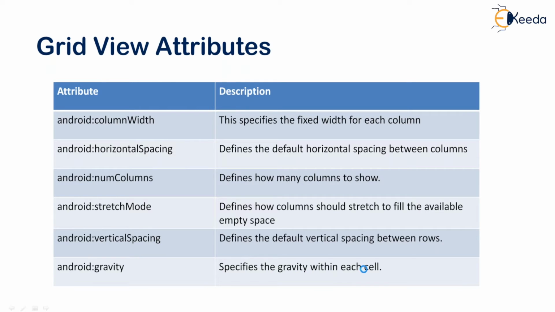Gravity is alignment, which we already discussed inside our linear layout. Stretch mode defines how columns should stretch to fill the available empty space. The number of columns defines how many columns it should display.